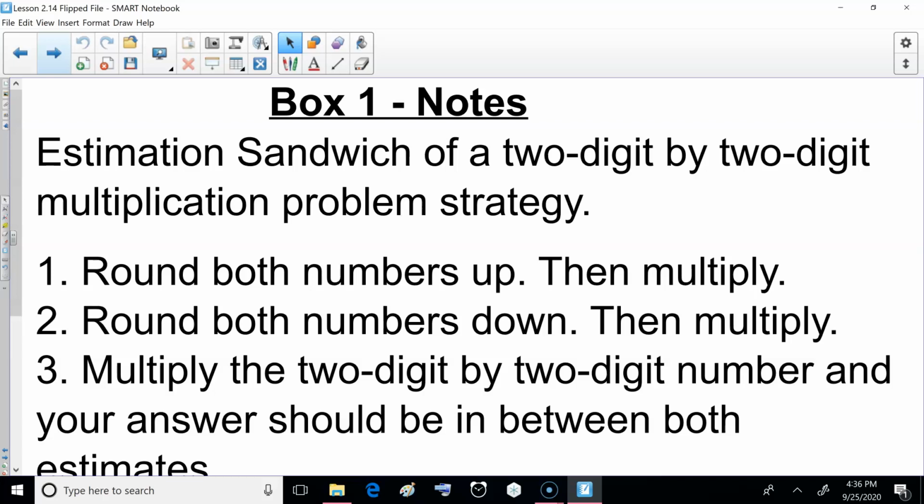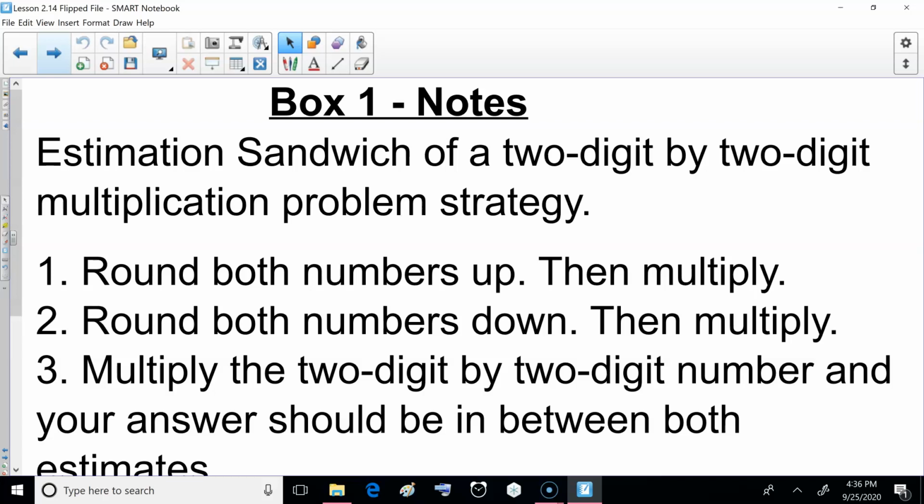Notice we want you to round both numbers up, then multiply. That would be an overestimate. Then we want you to round both numbers down, then multiply. That would be an underestimate. And then when you multiply the actual two-digit by two-digit number, your answer should be in between both of your estimates, which makes it an estimation sandwich.